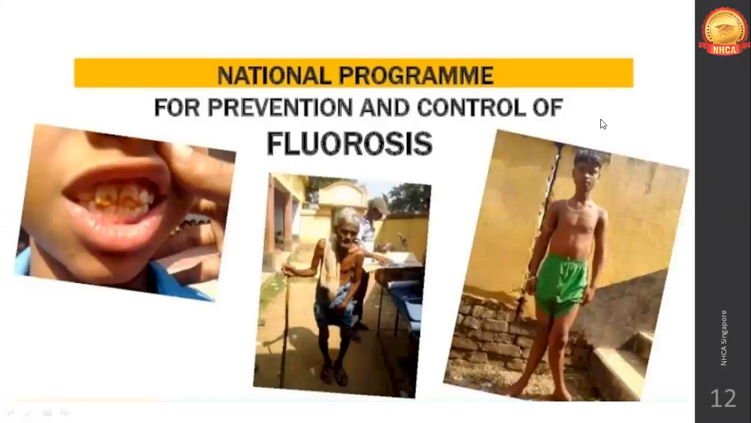We also have a national program for the prevention and control of fluorosis. Okay. So this program was developed in the year 2008 to 2009, and it is still ongoing. But now it is under the National Rural Health Mission. Okay, under the Niti Aayog. Once Niti Aayog came, the National Rural Health Mission became a part of Niti Aayog. So now Niti Aayog has taken over the national program for prevention and control of fluorosis.